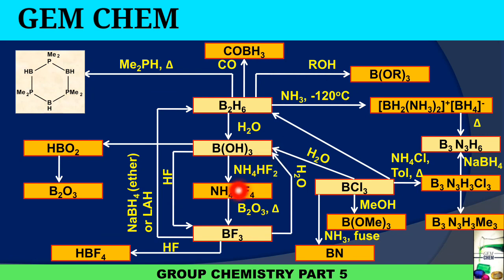Next comes, if we try to get back B2H6 from BF3, we have to react it with NaBH4, ether or LiH. From B(OH)3, we can obtain HBO2 just by heating, and ultimately on fusing we get B2O3. Now another one left is this one, that is if we want B2H6 from BCl3, then we have to add lithium aluminium hydride. Okay, so this much for today.